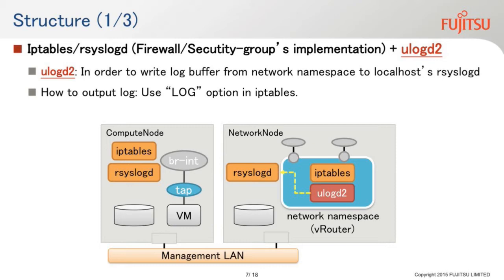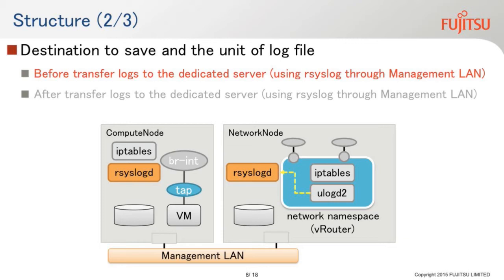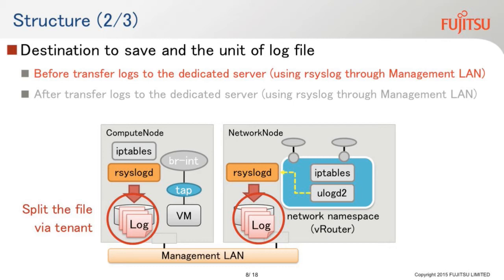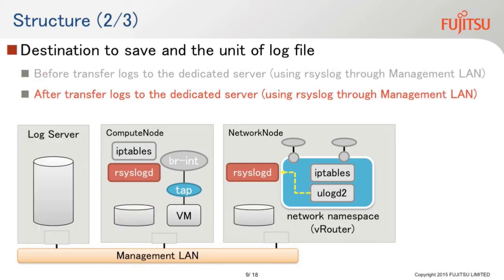After we output the log, we have to consider the destination to save it and the unit of the log file. Before the data output, we output the log to the local host, and each log file can be split by tenant. That is, we can store the log at the local host. After that, the log file can be transferred to the dedicated server using ACID log through the management lane. As you can see on the screen, this is an example of how we transfer the log to the dedicated server.